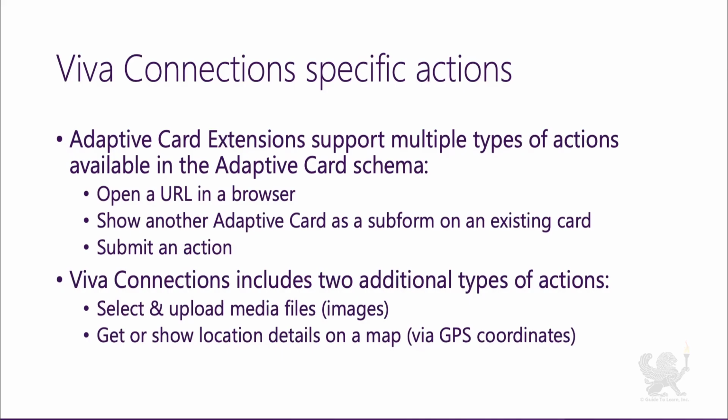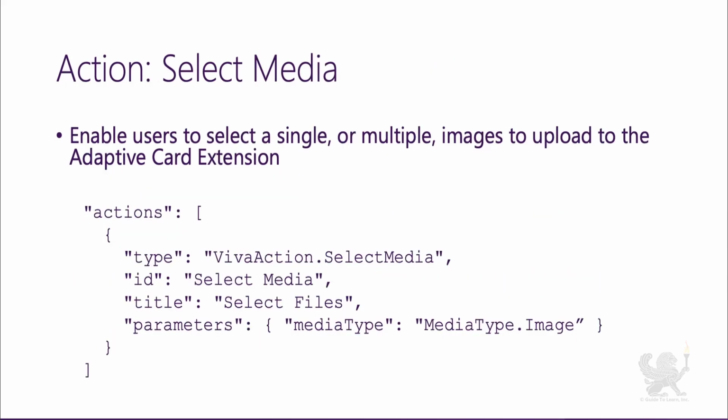Viva Connections includes 2 additional types of actions that developers can take advantage of. Again, that's selecting and uploading media files, which are images, and getting or showing location details on a map using the GPS coordinates of latitude and longitude. Now, the first of the 2 types of actions supported by Viva Connections is the ability to select and upload a file from an adaptive card extension.